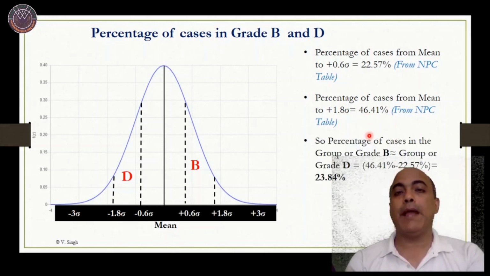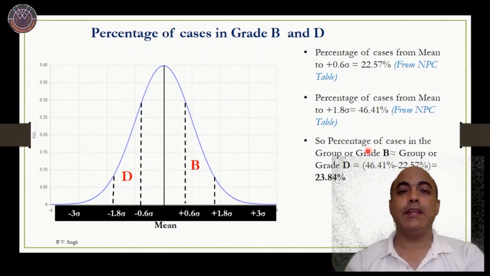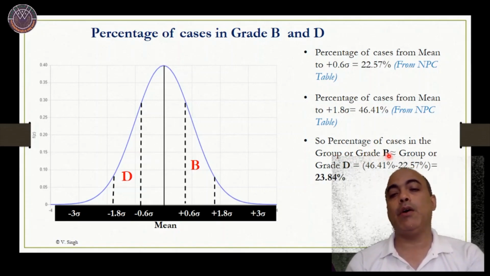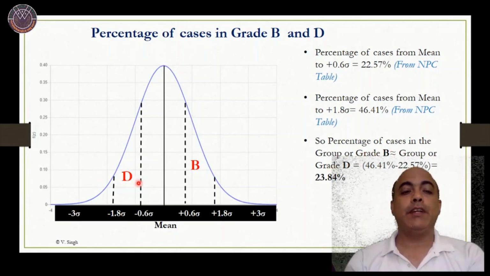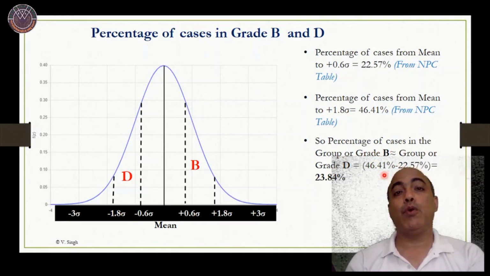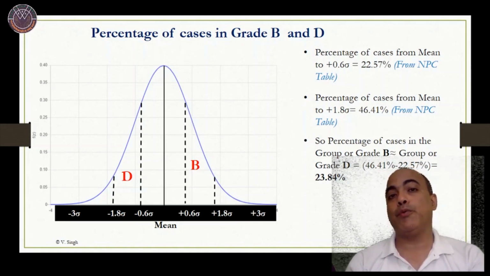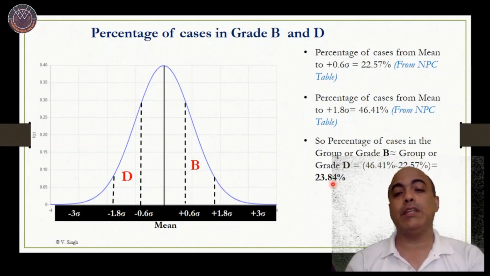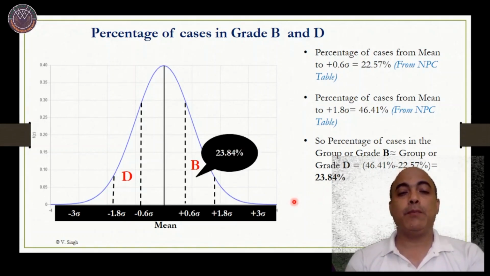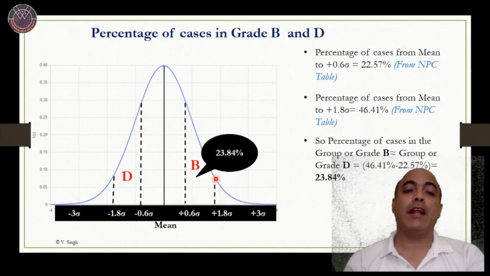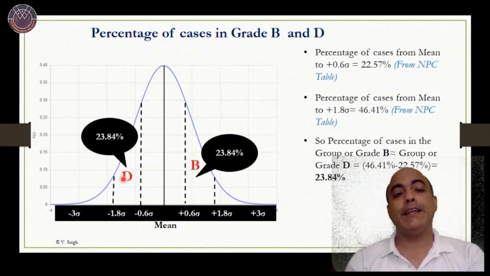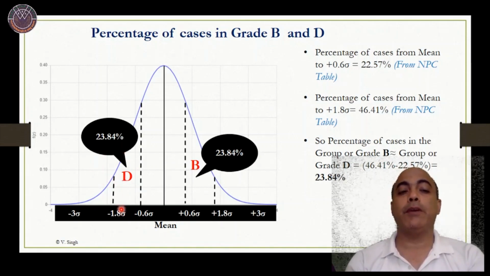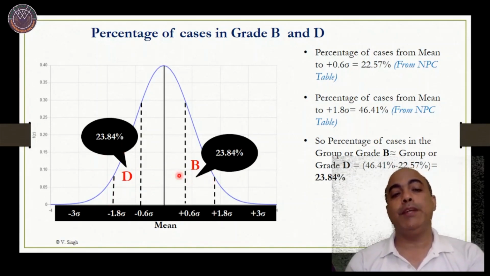So, applying simple mathematics, in category B and category D, the percentage of cases is 46.41% minus 22.57%, that is 23.84%. So in total, 23.84% of the cases are lying in grade B and an equal percentage of cases are lying in grade D. So we have got the percentage of cases for grade B and grade D.